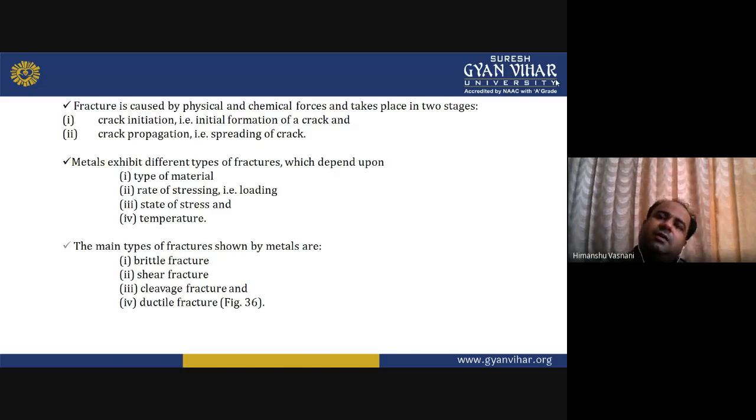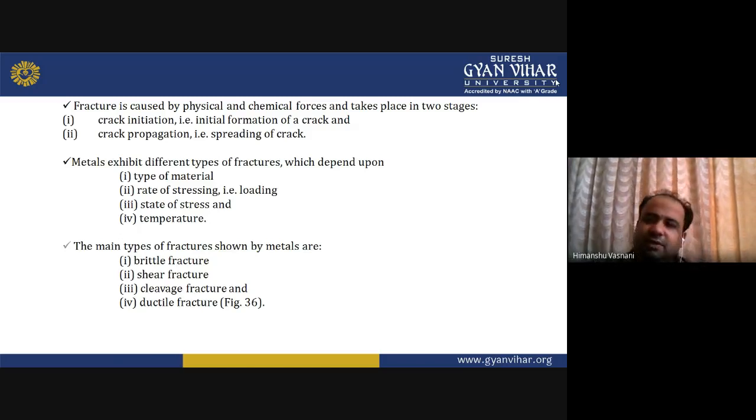If you have a material which is porous in nature, it will have a different type of fracture. So depending upon the type of material and the crystal structure, the properties differ according to the structure, and different types of fractures will happen. Then the rate of stressing, that is loading, meaning how much stress you are putting. Then the state of stress, and then lastly the temperature.